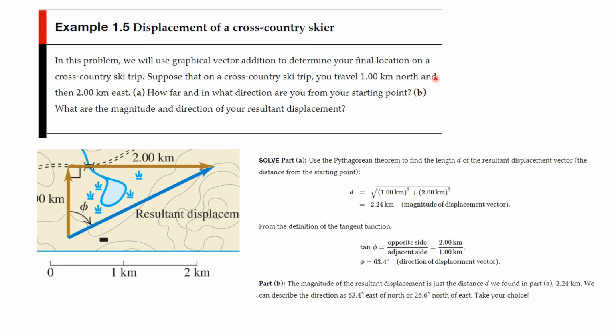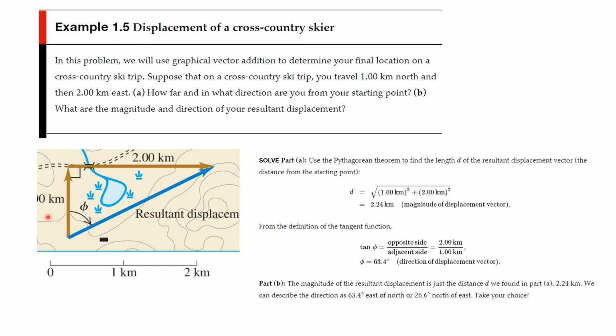So here is the problem. In this problem, we'll use vector addition. Suppose on a cross-country trip you go 1 kilometer north and 2 kilometers east. So you go 1 kilometer north and 2 kilometers east. How far did you get, and what angle are you from your original direction?